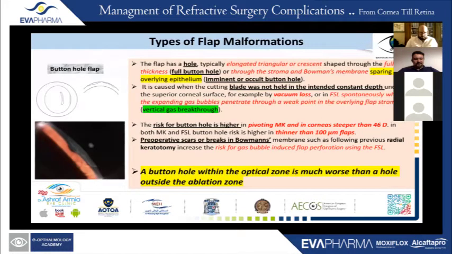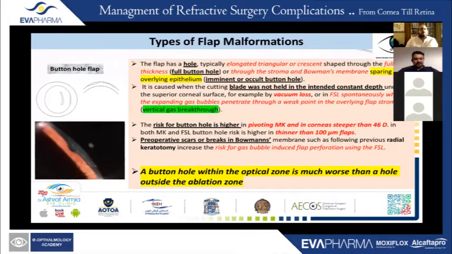Another problem that can happen is the buttonhole flap. The buttonhole can happen in the microkeratome and also in the femtolasic. It's a hole. It's a full buttonhole due to the full flap thickness, or through the stroma or Bowman's membrane only, and it leads to imminent or occult buttonhole.